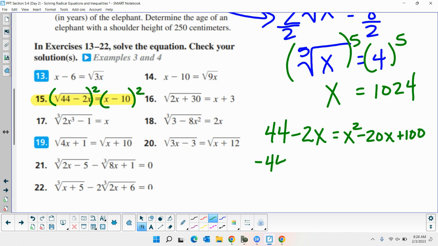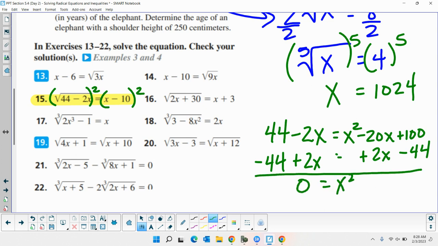Now bring the 44 over, and the 2, so you can set it equal to 0. It's a quadratic equation now. Okay? So I got my 0, I got my x squared, negative 18x, and what's that? 56? 56. Okay, so are there factors of 56 that add up to negative 18? 14 and 4? x minus 14, x minus 4.